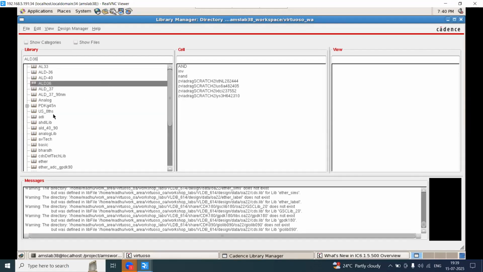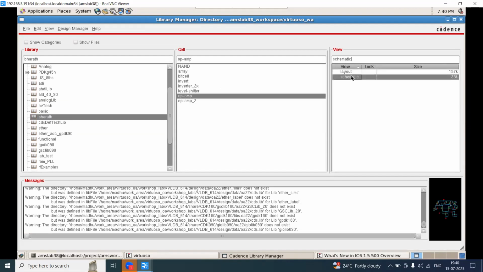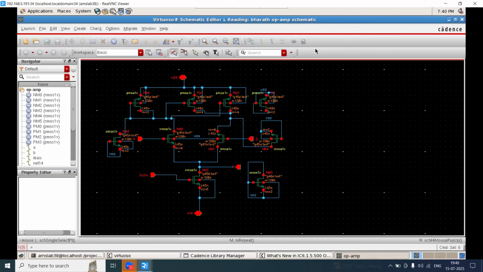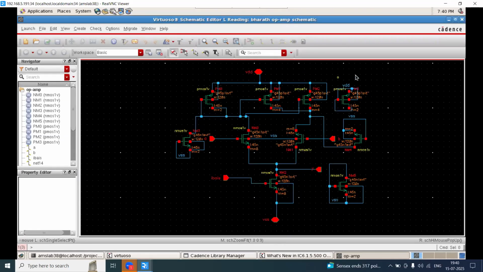Here I am taking one op-amp block. This is a sample schematic for an op-amp, operational amplifier. This is a general schematic, how the schematic will look like.